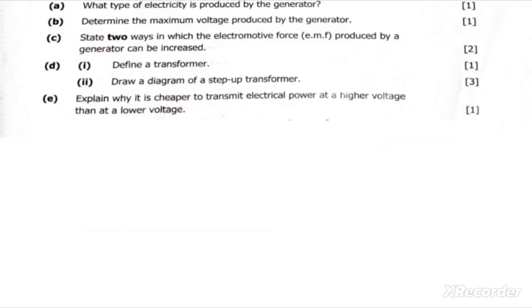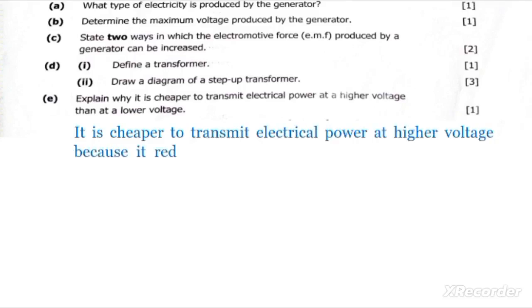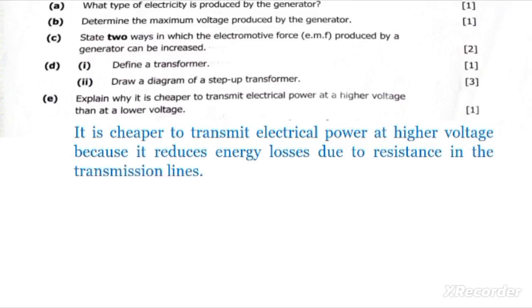We move to the next question, which is question E, the last part of question C2. Explain why it is cheaper to transmit electrical power at higher voltage than at a lower voltage. The reason is because it reduces energy losses due to resistance in the transmission lines.